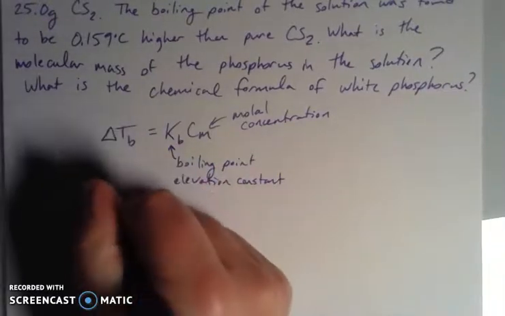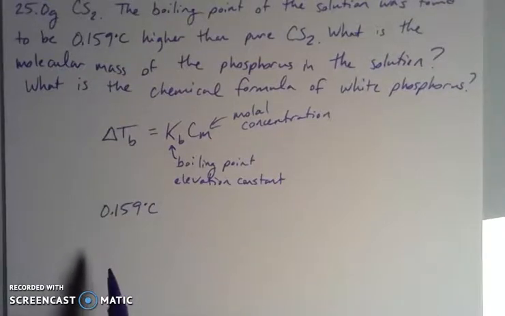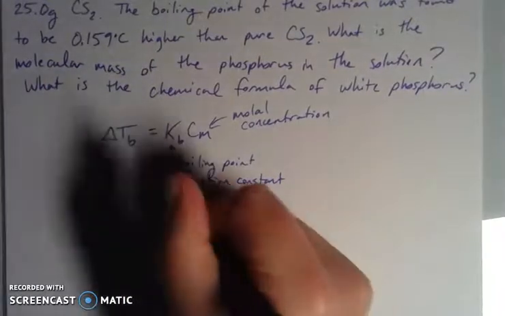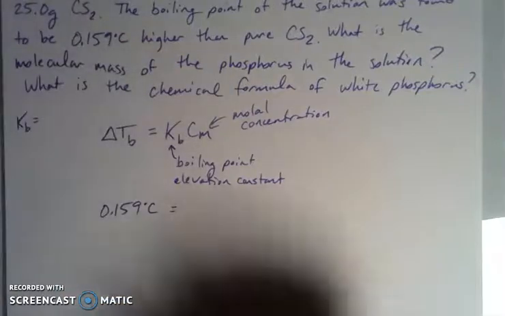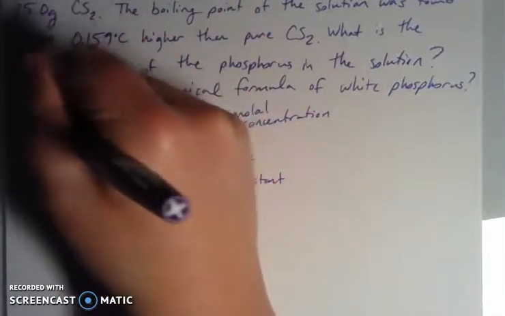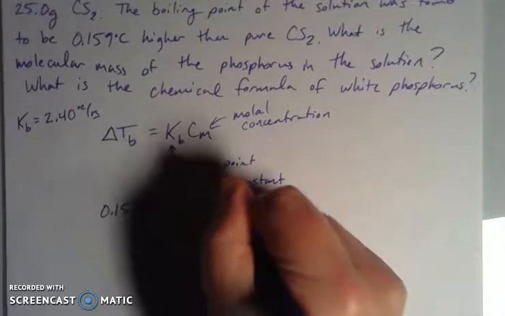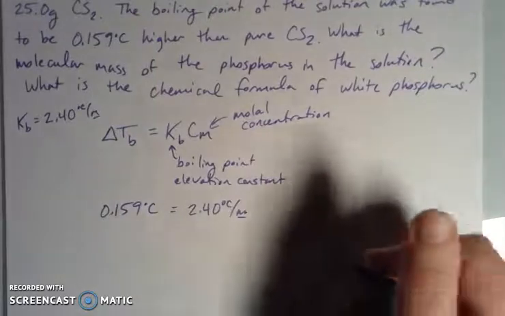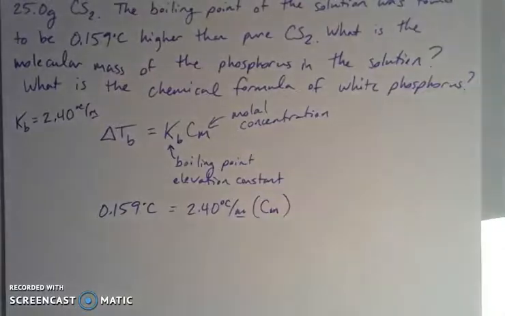We have our boiling point elevation. So this is the change in my boiling point. It went up by this amount, and that is going to be equal to a constant. So I need to look up my boiling point constant for carbon disulfide. So when I go to the tables, I find that my boiling point elevation constant for CS2 is 2.40, and that's degrees Celsius per molality. And then that is multiplied by my concentration. So that's what I'm solving for. I'm trying to figure out the molality.